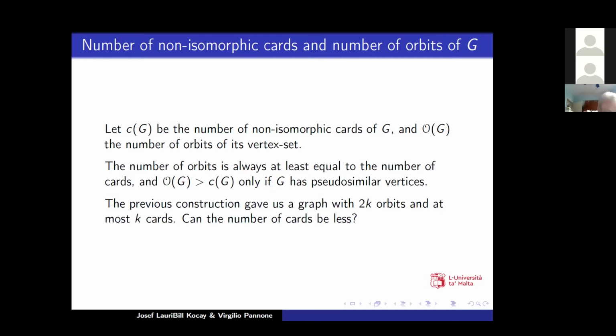The previous construction of Kimball, Schwenk, and Stockmeyer gave us a graph with 2K orbits, and at most K cards. 2K orbits because all the vertices are in their own orbits. It's a trivial automorphism group, and the cards could be all non-isomorphic in pairs. And so one question is, can we have less than half of the number of orbits? Can the number of cards be less than half the number of orbits? That's one interesting question, which I'm not going to look at.